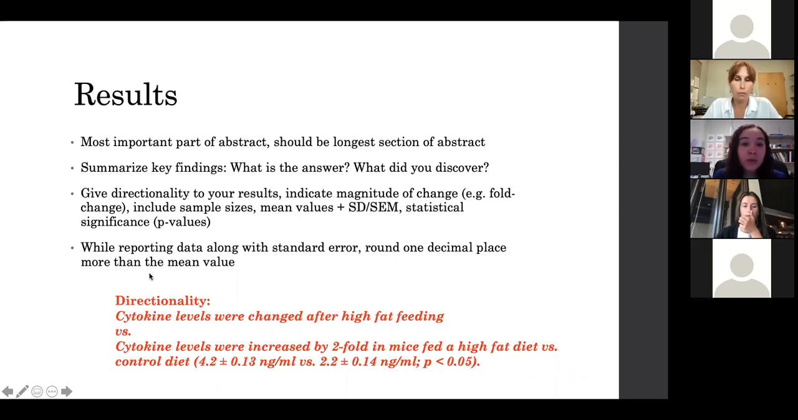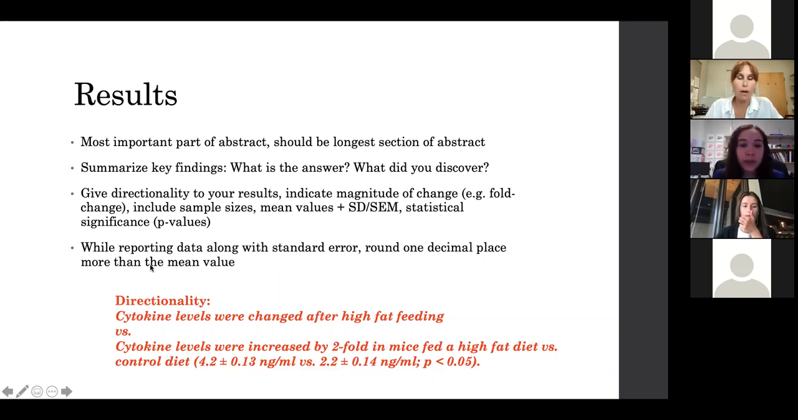The cytokine levels were increased by twofold in mice fed a high-fat diet versus control diet. And we have the mean value for that, the standard deviation, and the significance of the data here. So here we have much more detail and we can understand better what happened in this study. Another tip about statistical significance: you don't have to write for all the data whether it was statistically different or not. But if you put the p-value, it already indicates the level of significance of your results.